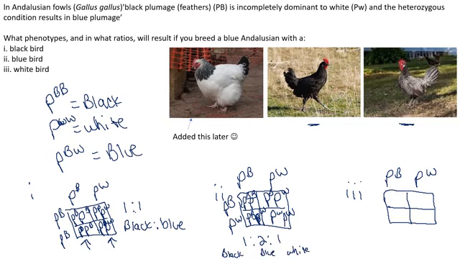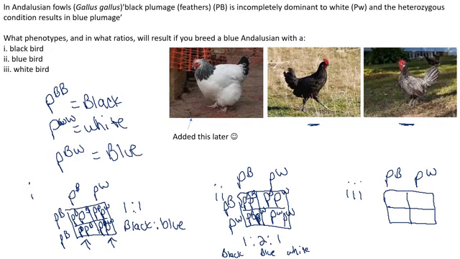All right, so that means there's a 0.25 probability, or 25% chance, that the offspring are going to be black, 25% of the offspring are going to be white, and then 50% of the offspring will be blue.